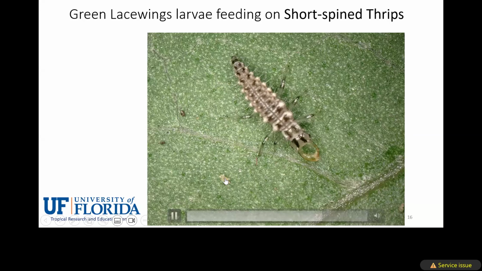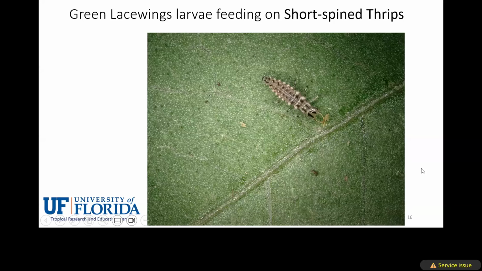And here you see a carcass that this guy here already fed. So you see it's getting emptier and emptier, and soon it's just gonna be a carcass on the leaf.